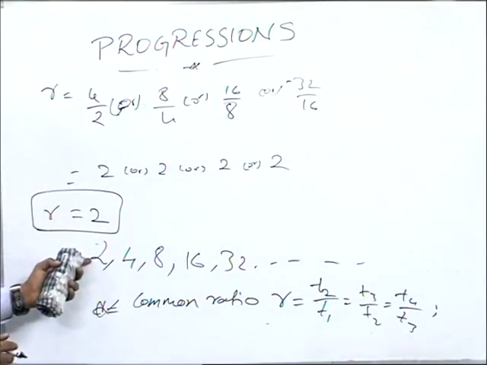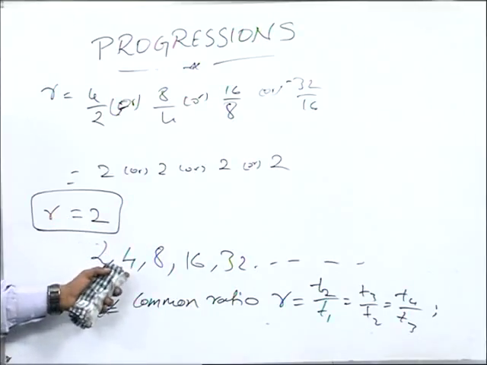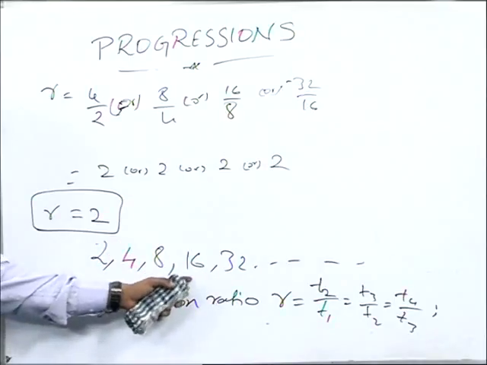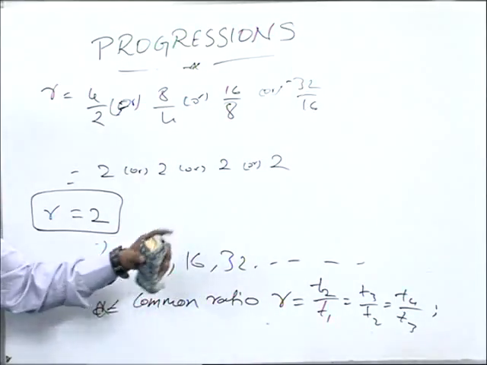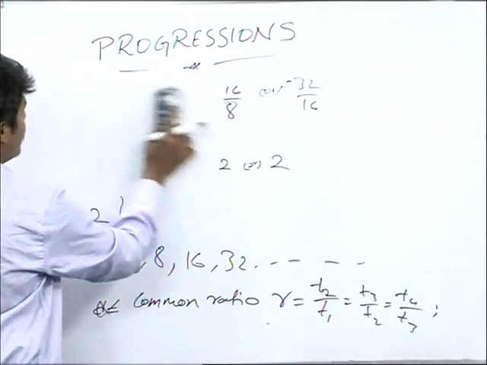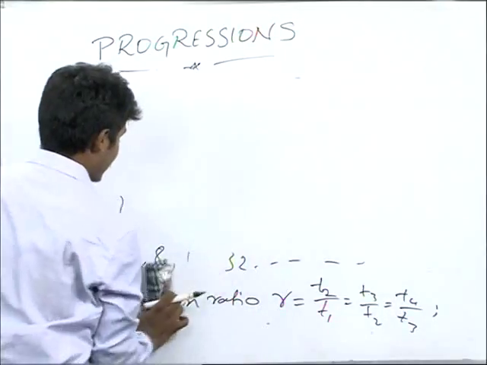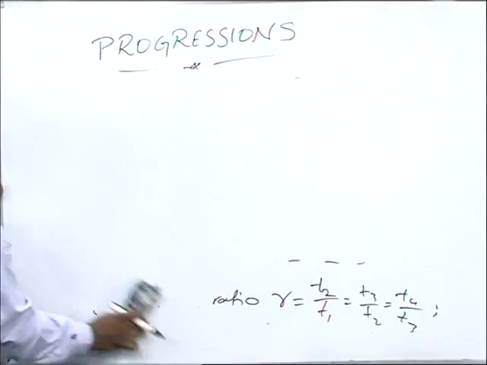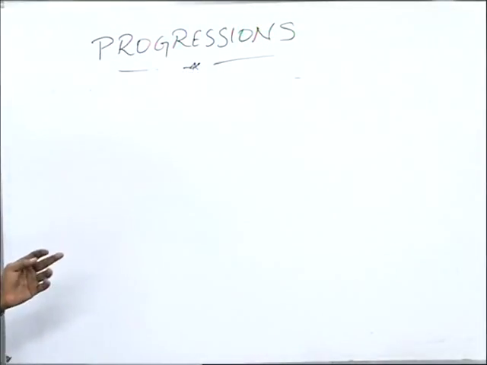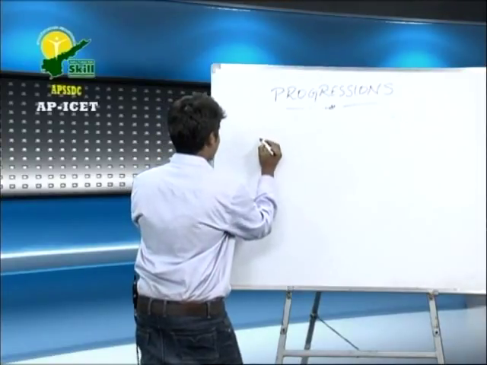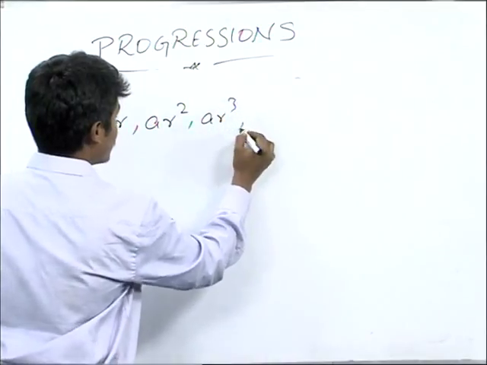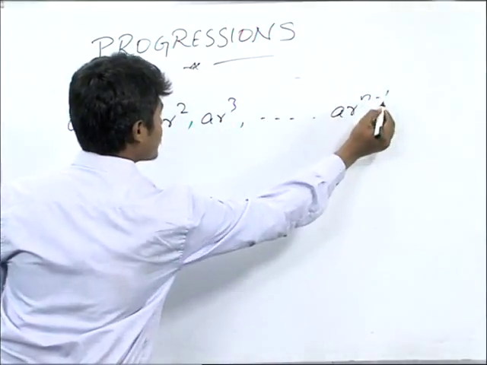See, the first term is multiplied by 2, we get the second term. The second term is multiplied by 2, we get the third term. The third term is multiplied by 2, we get the fourth term. The fourth term is multiplied by 2, we get the fifth term. So, in order to find the nth term, we should write the series in a proper manner so that we can apply it for all the series that we are going to see. Here the expression is denoted by a, a into r, a into r square, a into r cube, so on up to a into r power n minus 1.